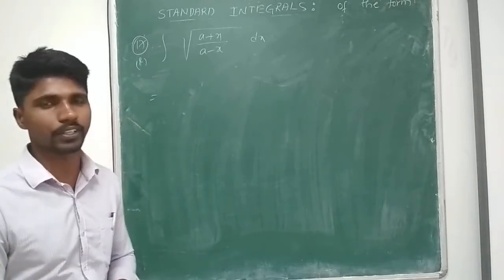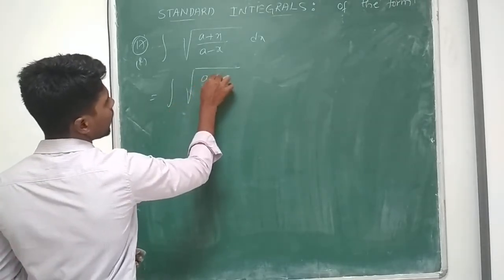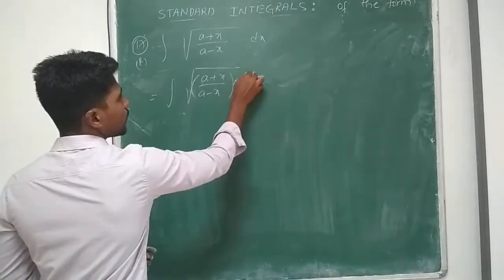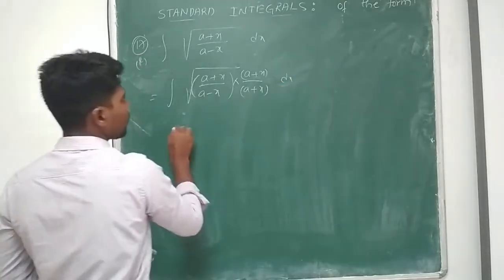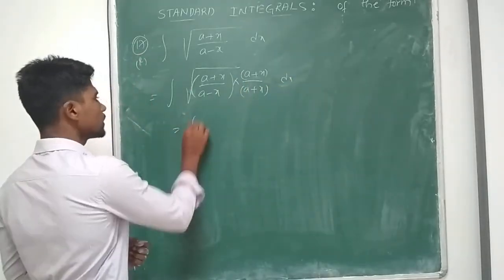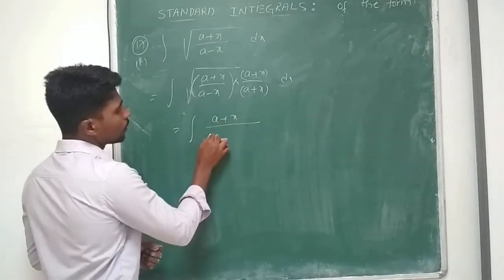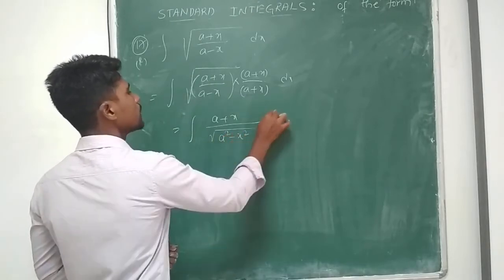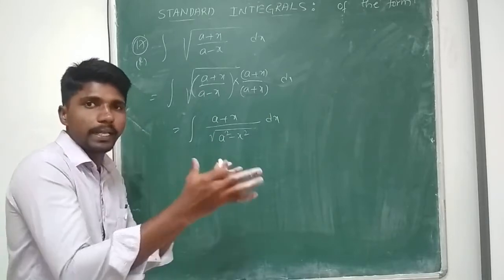Later we go for the simplifications. So for that, what I do, integration of root of a plus x by a minus x dx. I multiply numerator and denominator by a plus x. A plus x into a plus x whole square, the square root gets cancelled. I get in numerator a plus x by root of a plus x into a minus x, that is a square minus x square dx. So whenever we get in this particular form, we have to split.